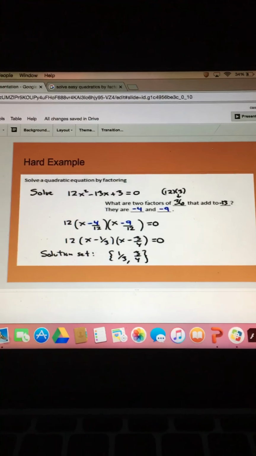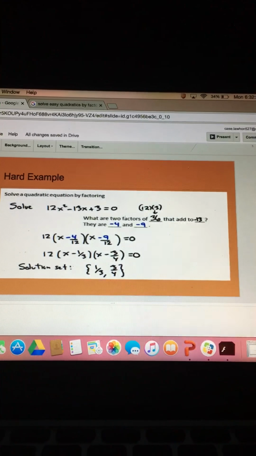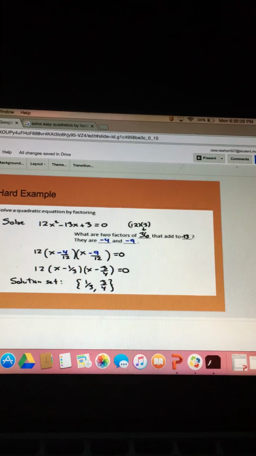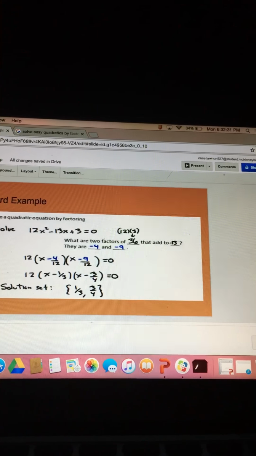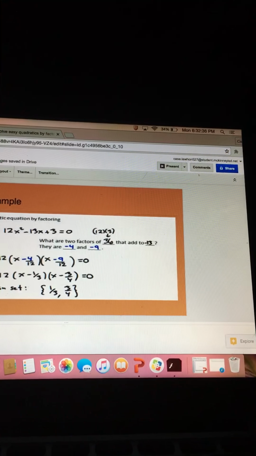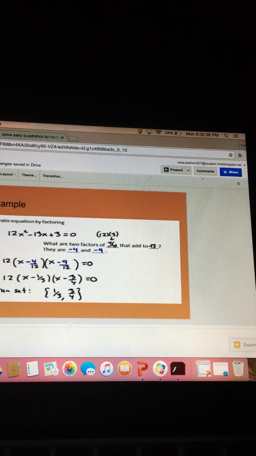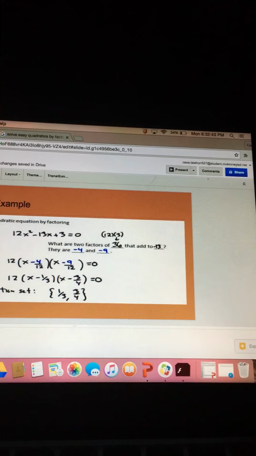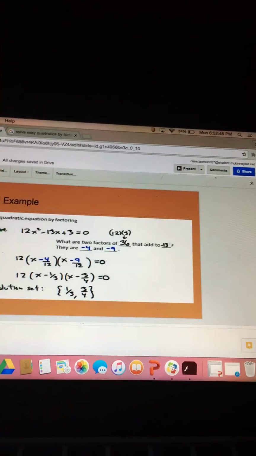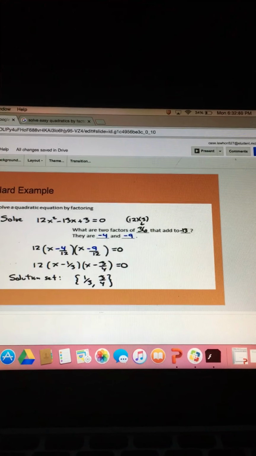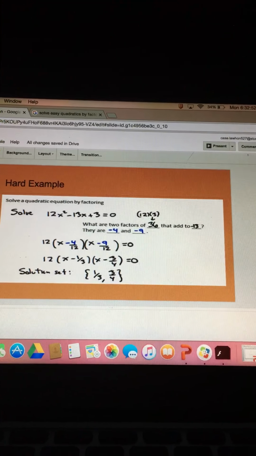The hard example. Solve a quadratic equation by factoring. Solve 12x squared minus 13x plus 3 equals 0. What are two factors of 36 that add to negative 13? They are negative 4 and negative 9, because negative 4 minus 9 equals negative 13, and negative 4 times negative 9 equals positive 36.